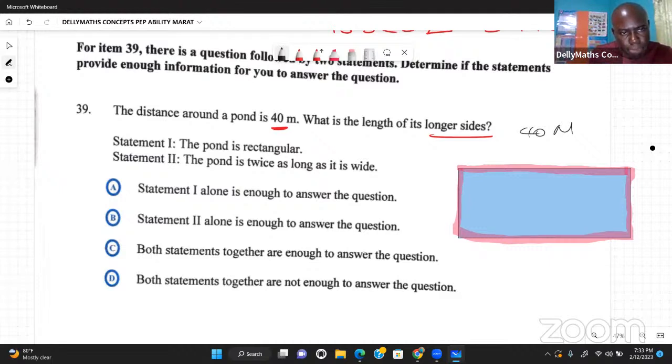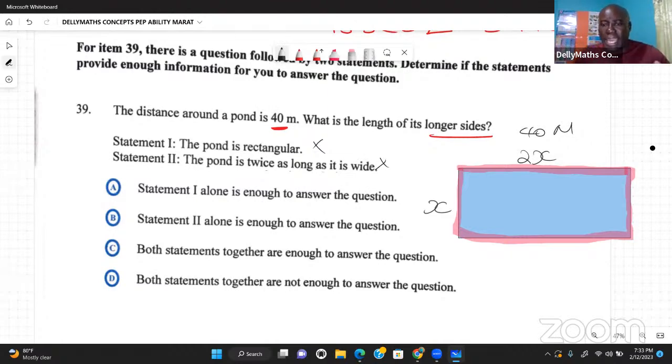Let's go. Statement 2, the pond is twice as long as it is wide. This is a very big help. So you could put meaning to it. You could call one of them X and the next one 2X. The pond is twice as long as it is wide. So if I call this X, then this is going to be 2X. Yes, I can use this to solve the problem. I don't have to solve it, you know. I am saying right now that the information that I have, I can use it to solve the problem.